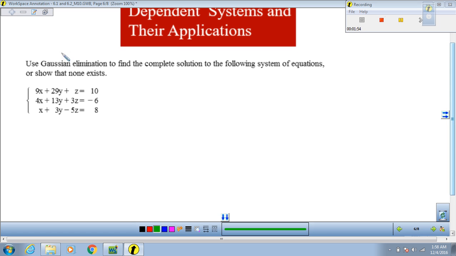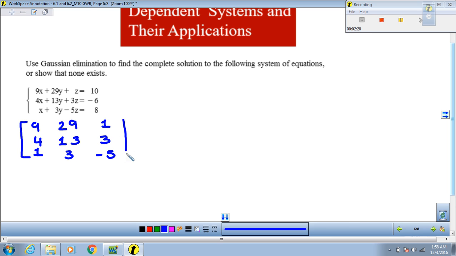So it says use Gaussian elimination to find a complete solution to the following system of equations or show that none exists. So we're going to do it the way that we were doing the other ones. So I'm going to set up my matrix. 9, 4, 1, 29, 13, 3, 1, 3, negative 5, the line, 10, negative 6, and 8.